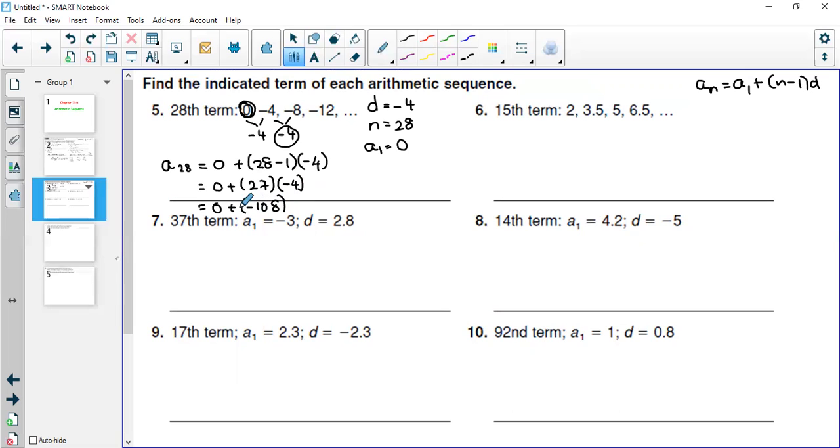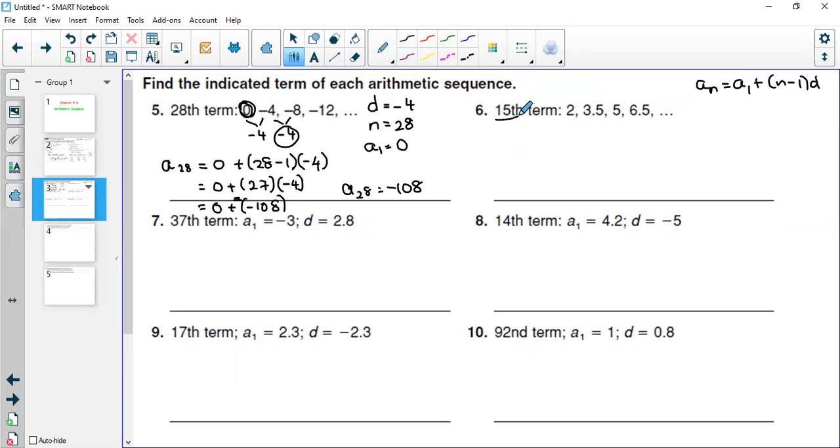Then you know that if there is a negative and a positive, that will be a negative one here. That means 0 minus 108. So a sub 28 is going to be equal to negative 108. Yes, it does take time until you practice, but once you get the hold of it, it becomes very easy. Let's try one more question.